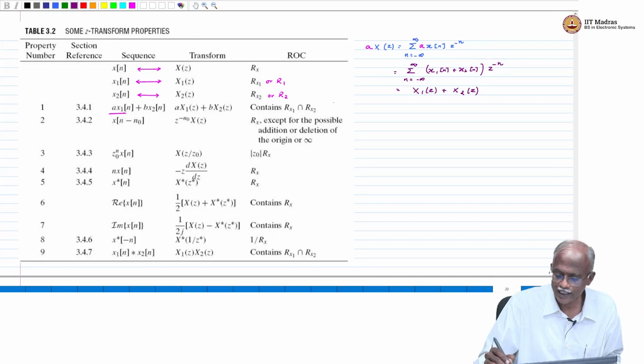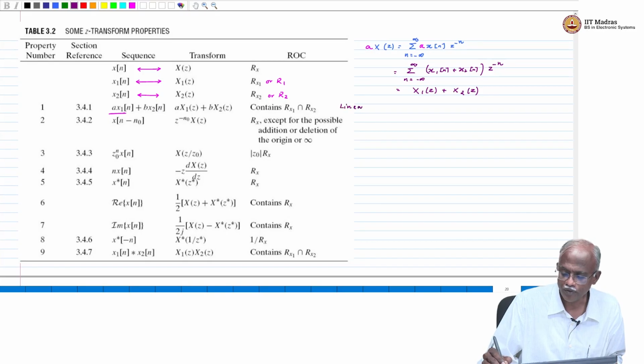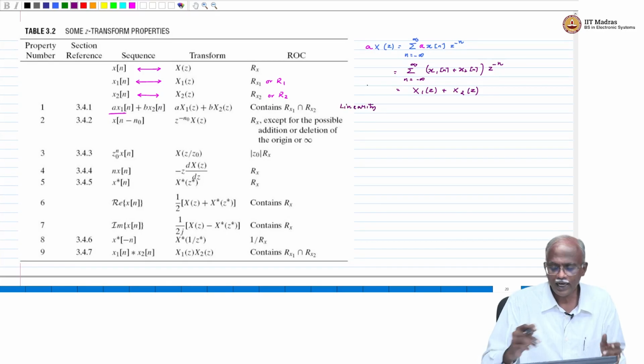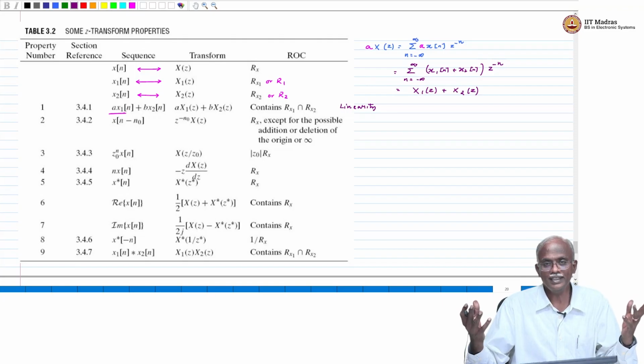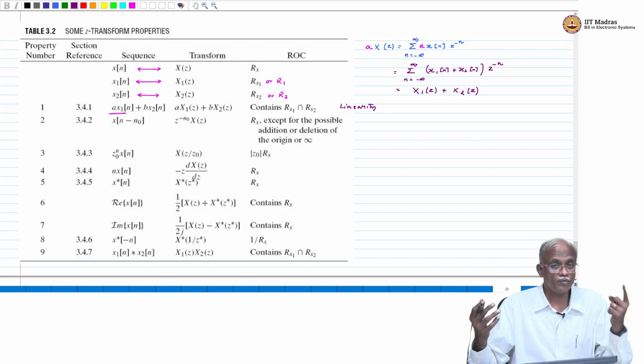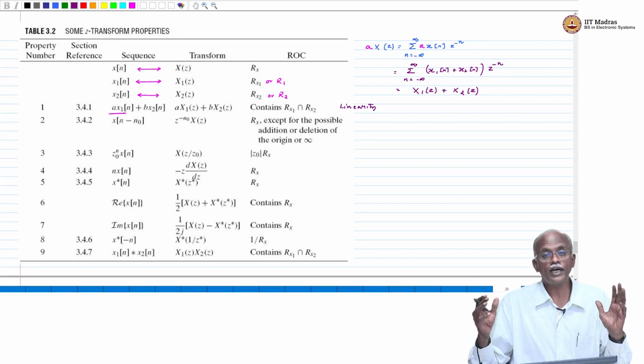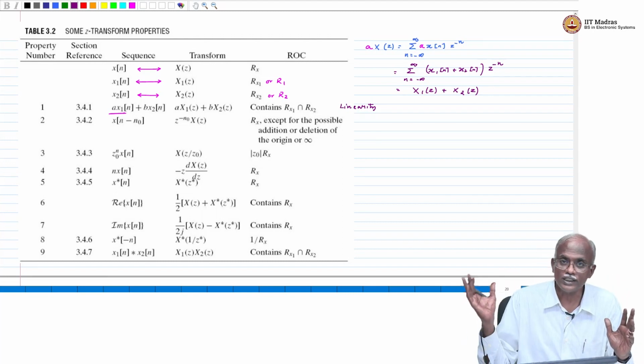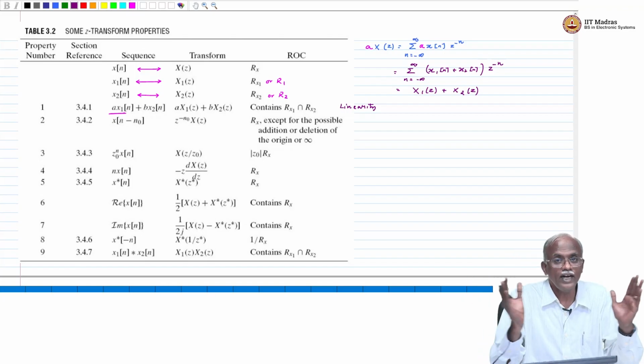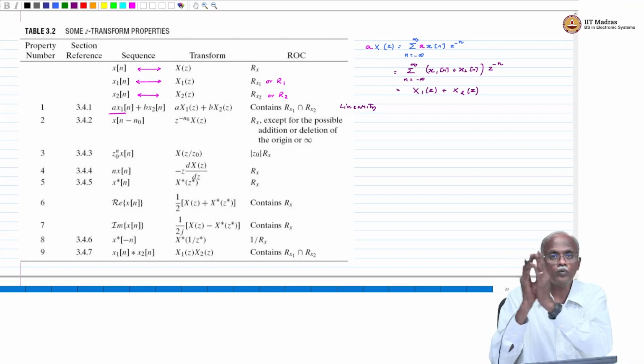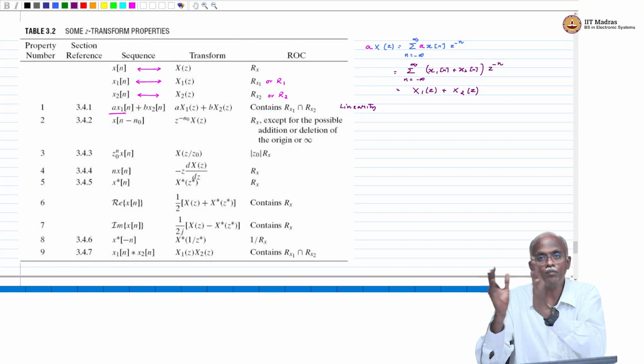So this is what is called the property of the linearity of the Z transform. We are talking about a class of linear transformations. The Fourier transform is a linear transformation, Laplace is linear, the Z transform is also linear. So what can you do with a linear transformation? You can scale. You can add two sequences. The transform of the output will be a sum of the transforms.